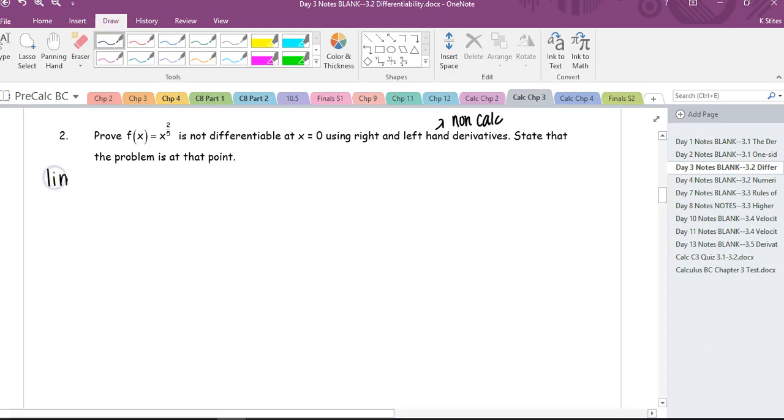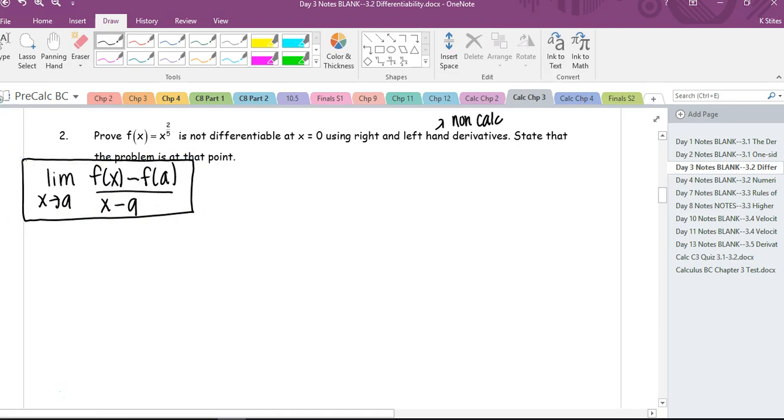Okay, so again, my alternate definition of derivative, which we talked about the other day, looks like this. And it doesn't really matter which one you use. What's nice about this one is that it is used for a specific point. But if you want to use the original definition of derivative, your original difference quotient, that's fine as well. Okay, I'm going to use this guy.